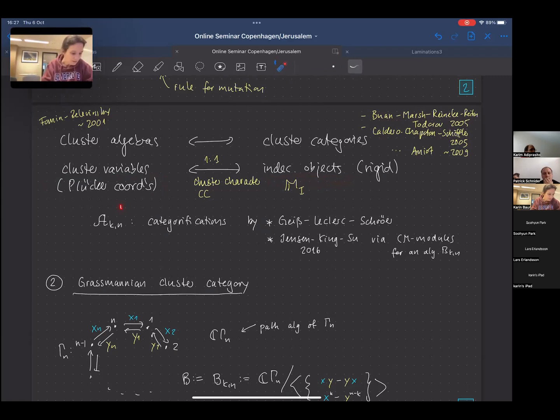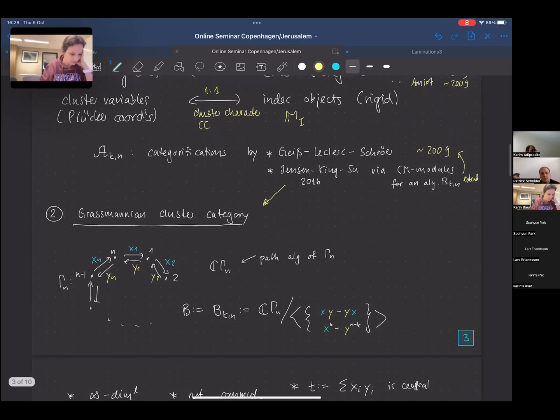In the special case of the Grassmannian, cluster categories were given for it by Geiss, Leclerc, and Schröer around 2009, and then later by Jensen, King, and Su via Cohen-Macaulay modules for some algebra. So this is sort of extending the Geiss-Leclerc-Schröer picture. Geiss, Leclerc, and Schröer did it using some preprojective algebra and modules for it. And Jensen, King, and Su sort of completed that picture in a more symmetric category. And I'm going to use that approach here for today.